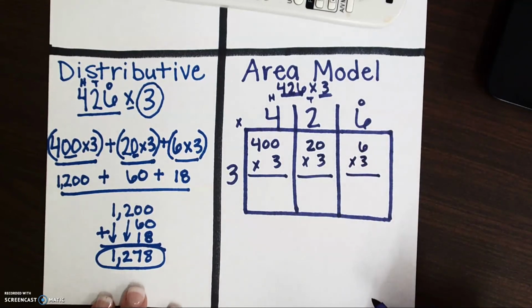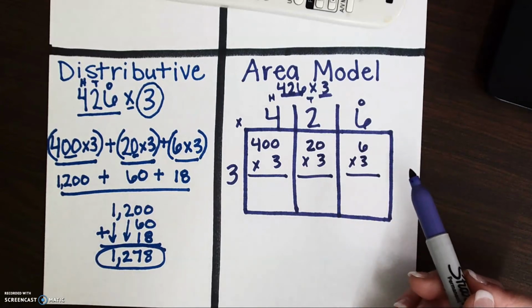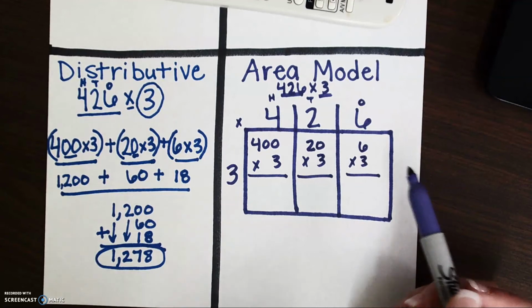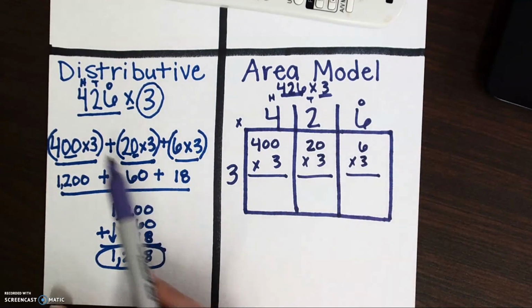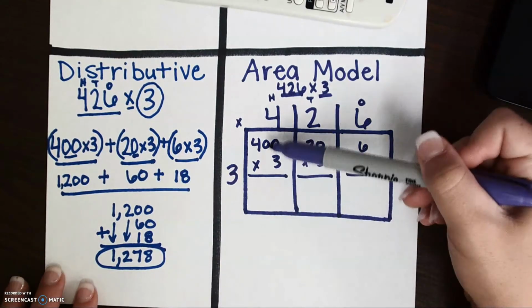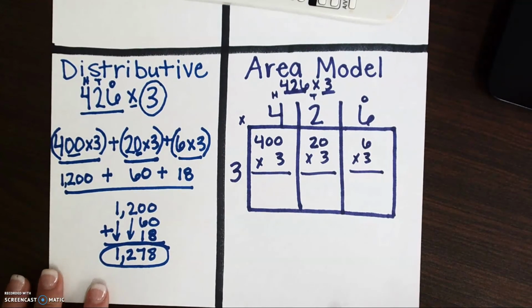Now I can do my multiplication. This area model is a very good mix between traditional and distributive. If you think about it, it's separating your numbers out into the hundreds, tens, and ones, kind of like we did here in distributive. But then when you get to your boxes, you're doing the traditional model. So it's kind of a good mix between the two.